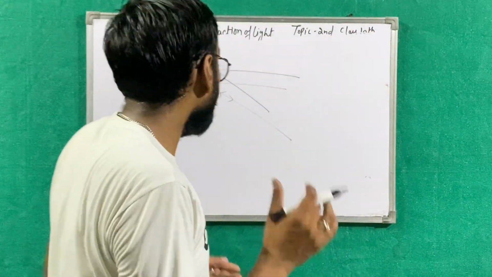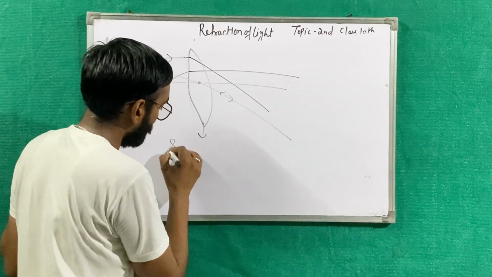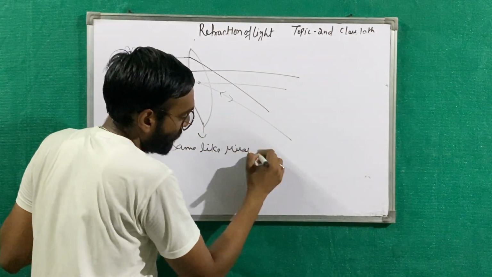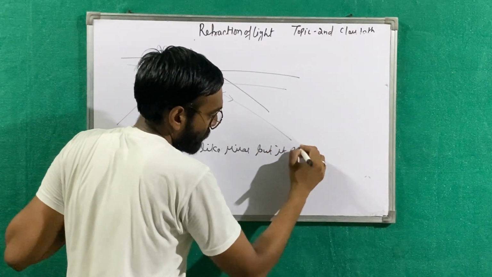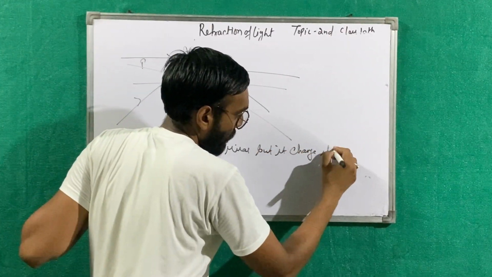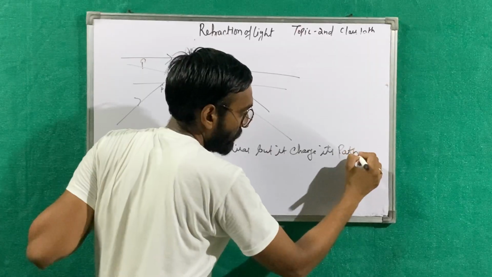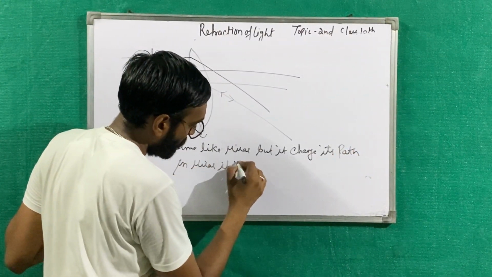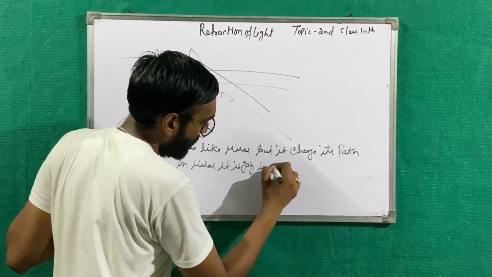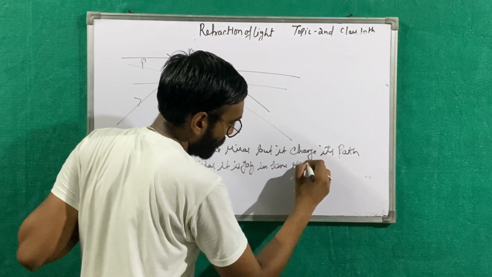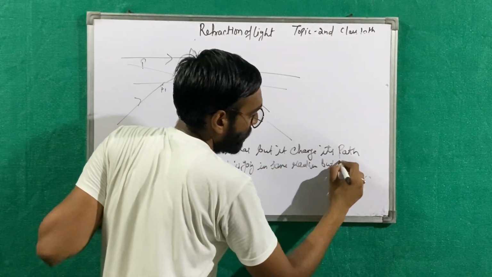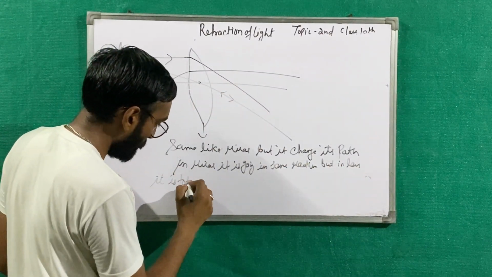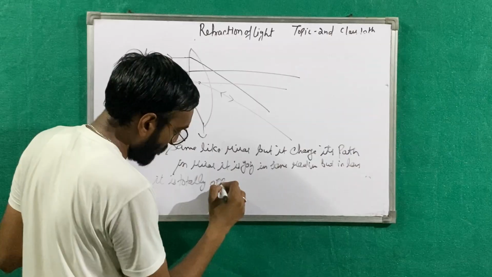So it is going to be the same like a mirror, but it changes its path. In mirror, it is going in the same medium, but in lens it is totally opposite.